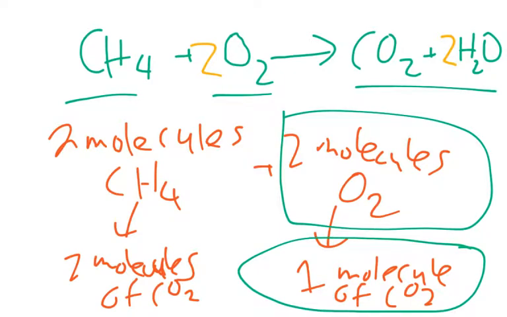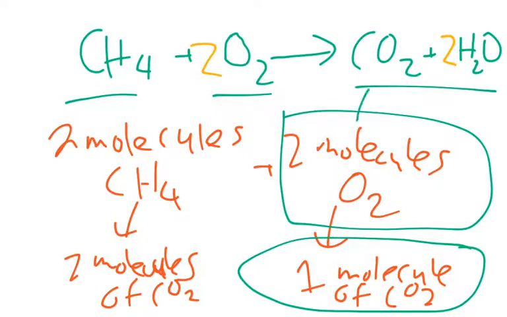And just because methane can produce 2 molecules of CO2, that doesn't mean that there's enough oxygen to do that. There's only enough oxygen to produce 1 molecule of CO2, so the entire reaction will only produce 1 molecule of CO2.